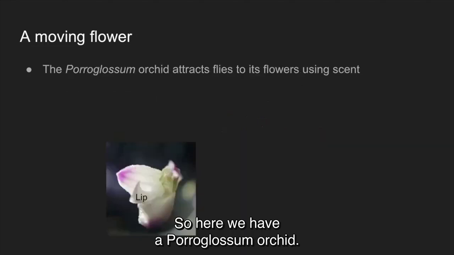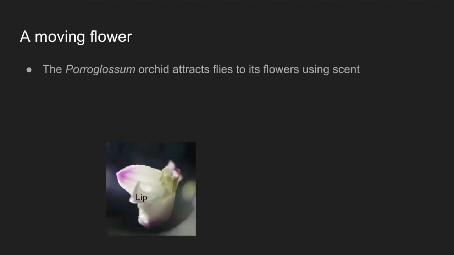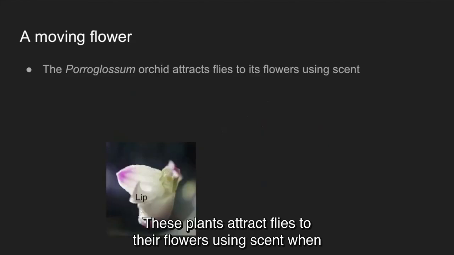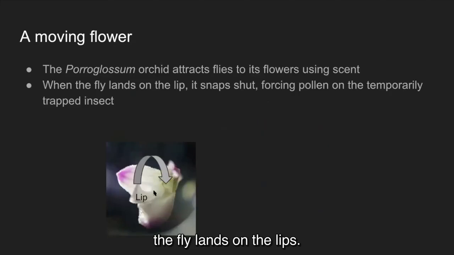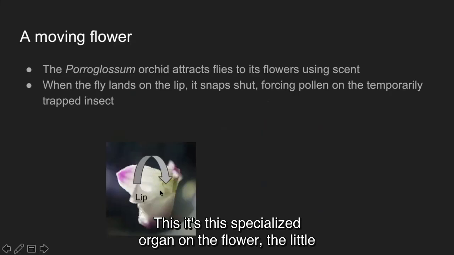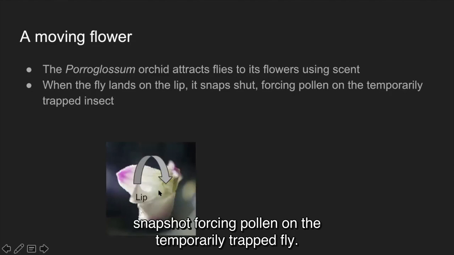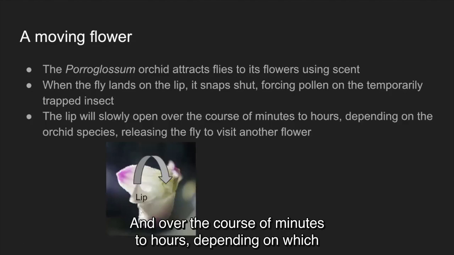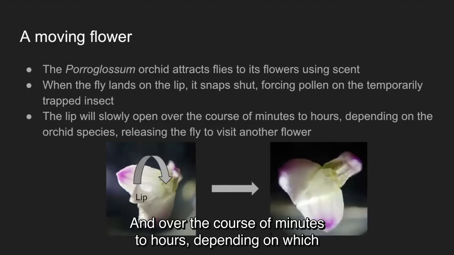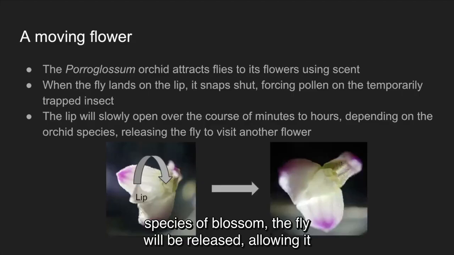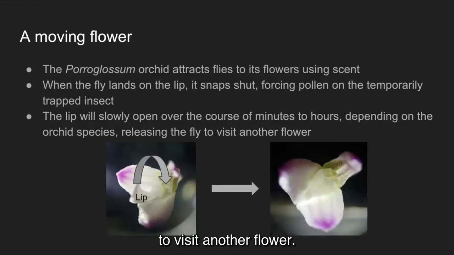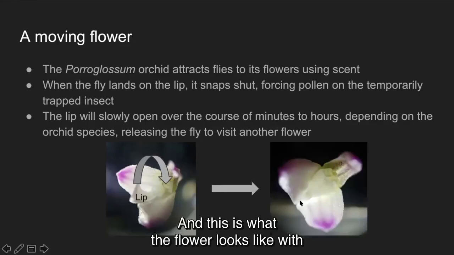So here we have a Porroglossum orchid. These plants attract flies to their flowers using scent. When the fly lands on the lip, this specialized organ on the flower, the lip will snap shut, forcing pollen on the temporarily trapped fly. And over the course of minutes to hours, depending on which species of Porroglossum, the fly will be released, allowing it to visit another flower. And this is what the flower looks like with the lip snapped shut.